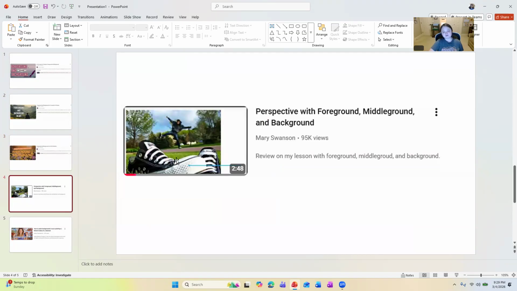This one goes over some backgrounds. It shows some pictures and it identifies where the foreground, middle ground, and background is. So this is really, really helpful to identify where your backgrounds are. So if that's you, please watch this.